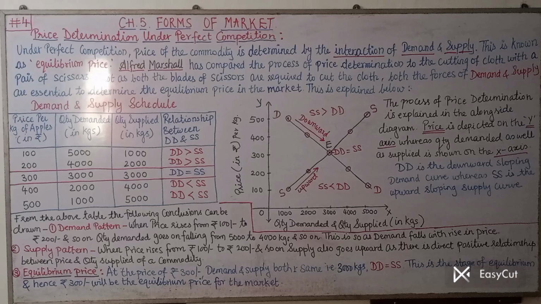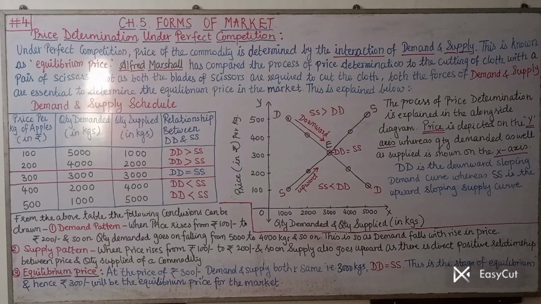First column, price per kilogram of apples. We have taken the example of apples. Quantity demanded, second column. Third column, quantity supplied. And the fourth one, we are going to establish the relationship between demand and supply, DD and SS. In the price column, we have taken the price per kg of apples. We have started with 100 and went on to 200, 300, 400, 500. So up till 500, we have taken the price.